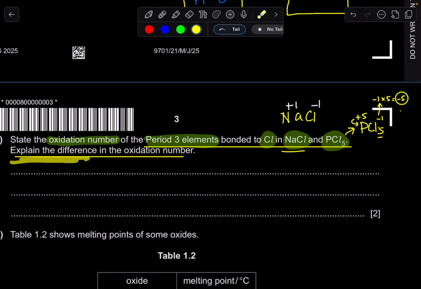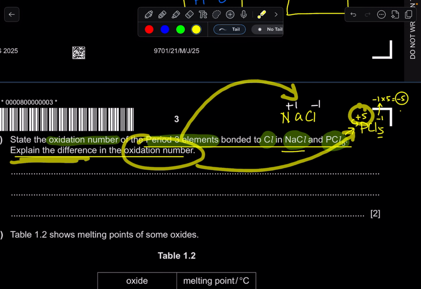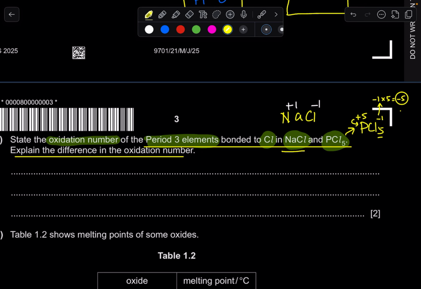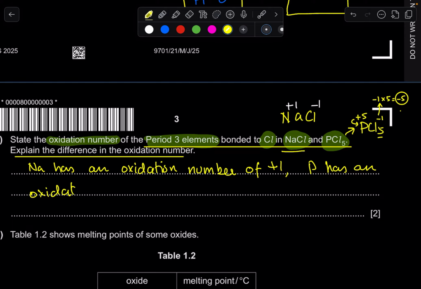Explain the difference in the oxidation number. Explanation is because sodium can only lose 1 electron. It's in group 1, whereas phosphorus can lose 5 electrons. It's in group 5, so it can have a positive 5. So the statement is going to be: Na has an oxidation number of positive 1, whereas phosphorus has an oxidation number of positive 5. And why?